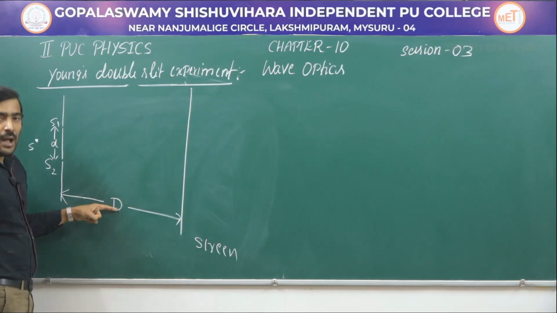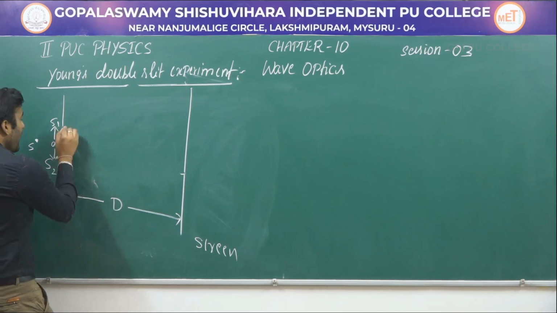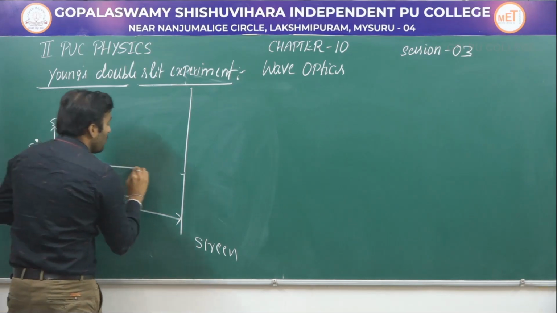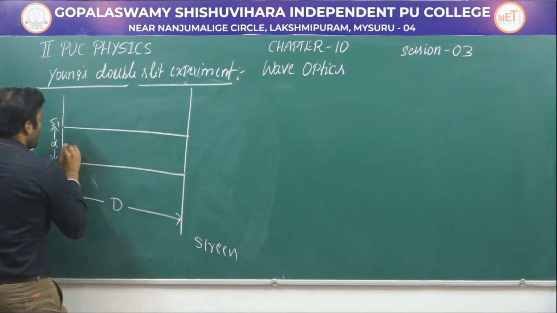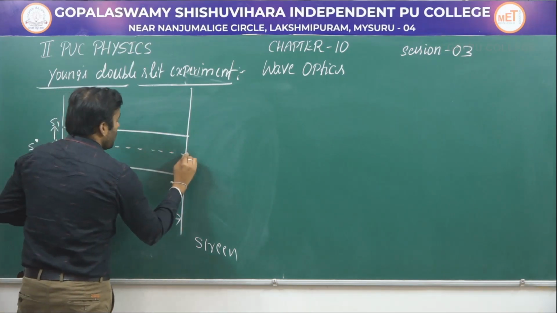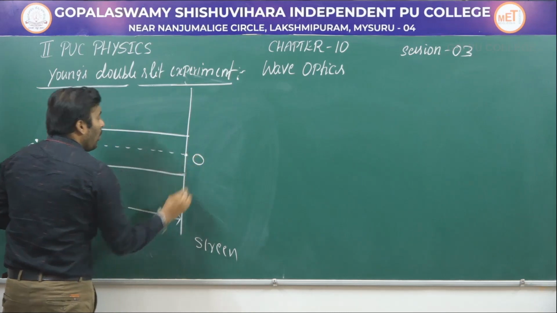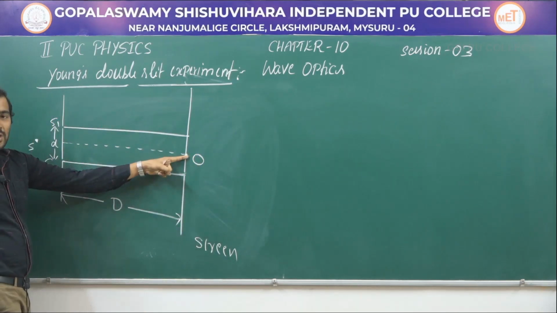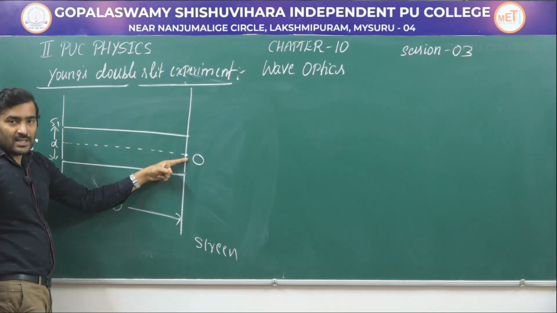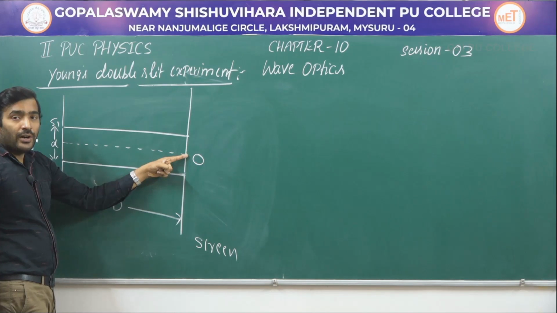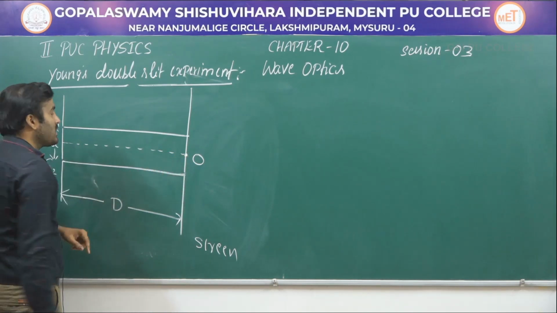So this is nothing but capital D. Now, here let us draw the two lines like this, and at the center, at this point center O, it forms a bright fringe because of the constructive interference, because from S1 and S2 this point is equidistant. Therefore, at this point it always forms a bright fringe due to the constructive interference.